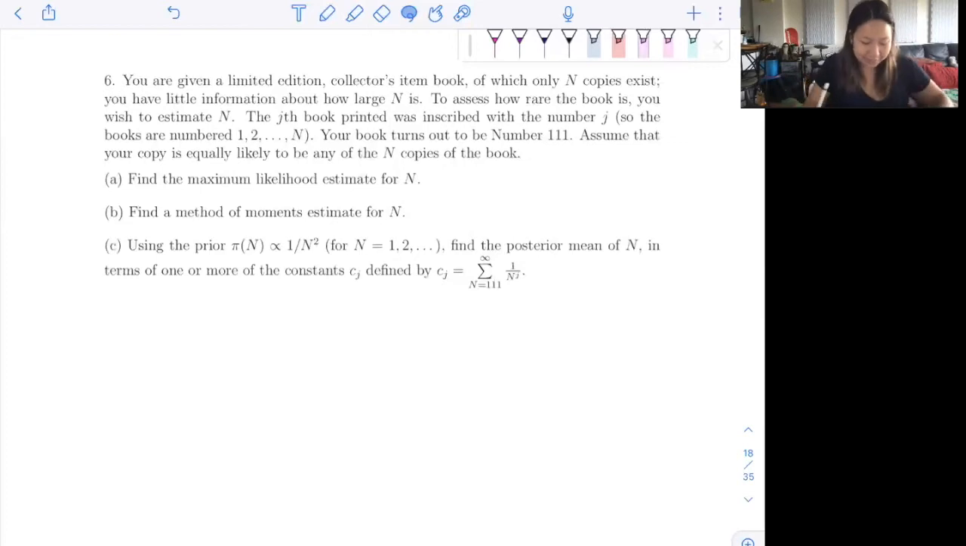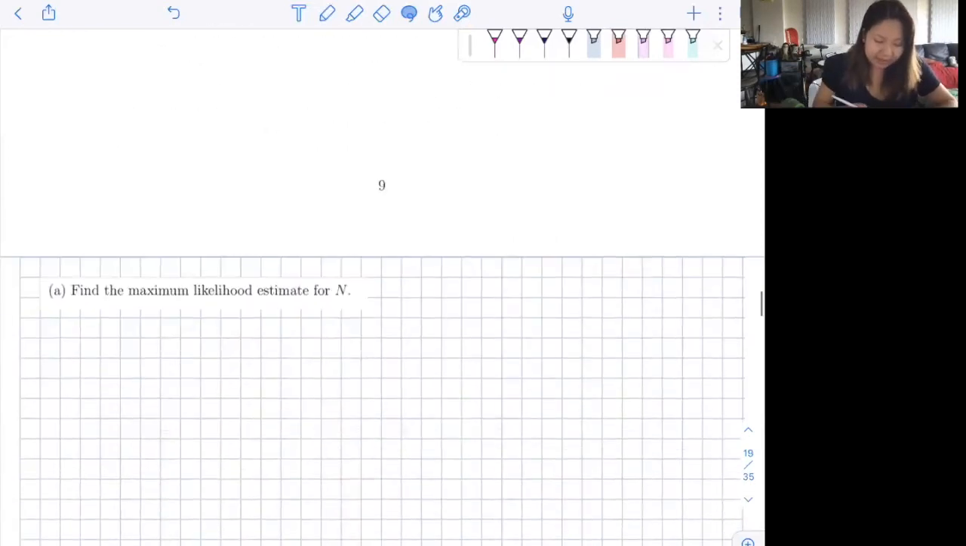Okay, so you're given a limited edition collector's item book, of which only N copies exist. You have little information about how large N is. To assess how rare the book is, you wish to estimate N. The Jth book printed was inscribed with the number J. Your book turns out to be number 111. Assume that your copy is equally likely to be any of the N copies of the book. So the first question asks, find the maximum likelihood estimate for N.